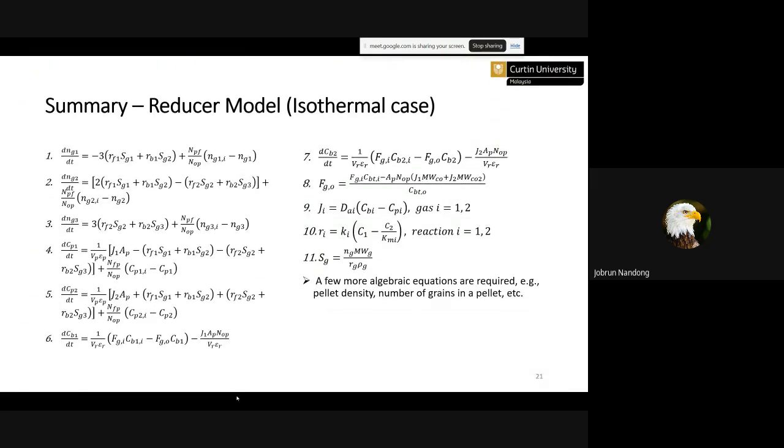So this is the equation set that we have. We list down all of the ODEs, and also some of the algebraic equations. But the algebraic equations that we have here are not enough. We still need a few more algebraic equations to calculate the pellet density, for example, and the number of grains in the pellet, and so on. But we can do that later on, in the second part.